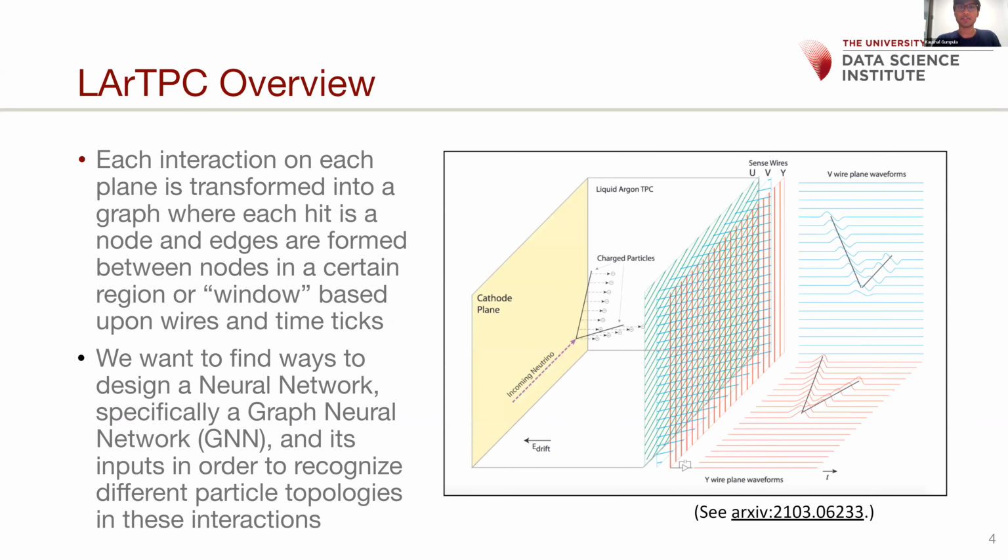To give a quick rundown of how we're going from our large TPC output to our GNN input, if you look at the diagram on the right-hand side, each interaction on each plane, corresponding to the waveforms on the U, V, and Y planes, is going to be transformed into a graph where each hit is a node and edges are formed between nodes in a certain region or window based upon a determined wire and time tick rectangle. Just to clarify, one full interaction is going to give us 3 separate graphs for the neural network to train on. So we want to find ways to design a neural network, and specifically a graph neural network and its inputs, in order to recognize different particle topologies within these interactions.